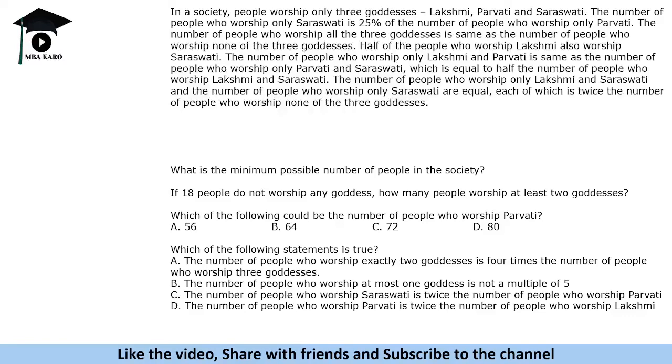So it says that in a society there are people who worship only three goddesses: Lakshmi, Parvati, and Saraswati. So certain information is given about the number of people who worship different goddesses. Right now, in this set, none of the numbers is mentioned. It is all relative numbers like percentages, ratios like half, double, etc. So let us draw a Venn diagram to represent this data, and then we can answer the questions.